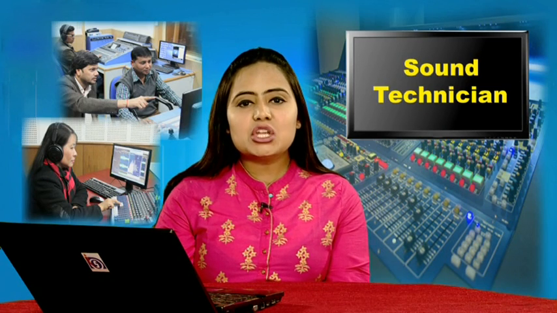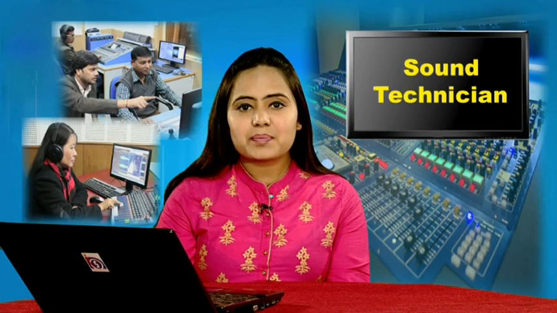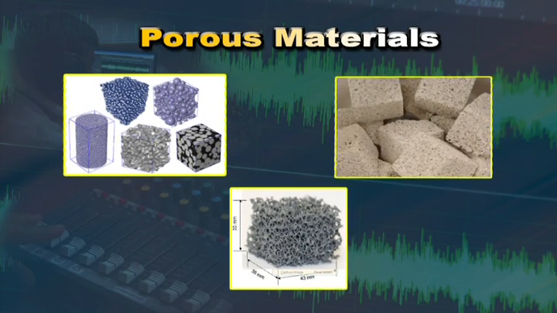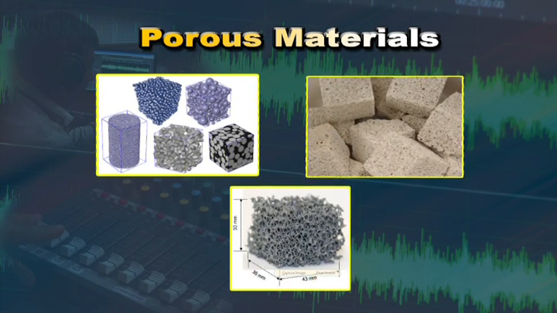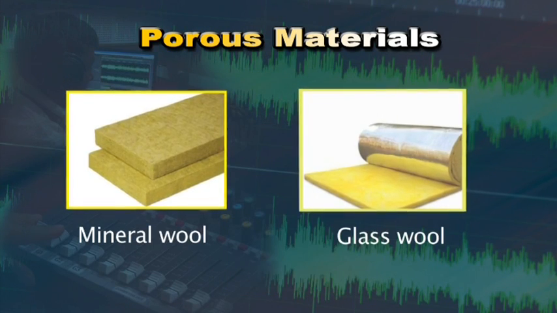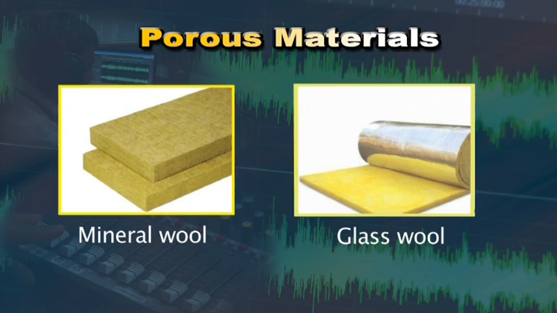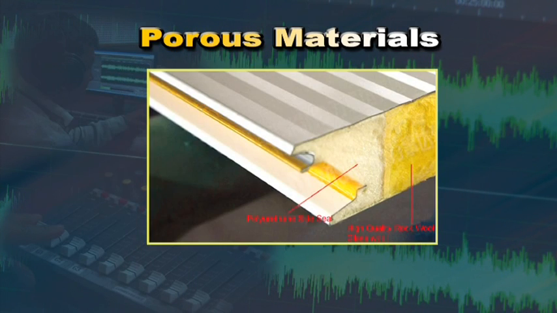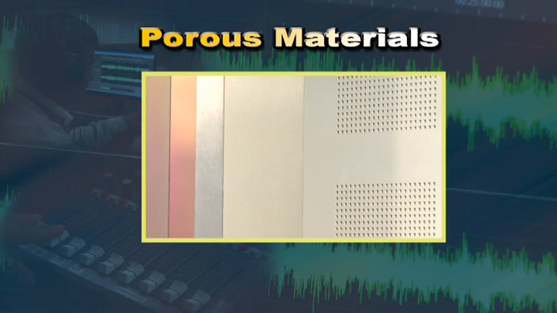Some of the commonly used absorbers are porous materials. Porous materials are used for the absorption of mid and high frequencies. Mineral wool, glass wool are members of this class. These materials are very good absorbers. These absorbers are used with the covering material which acts as a face of such absorbers.